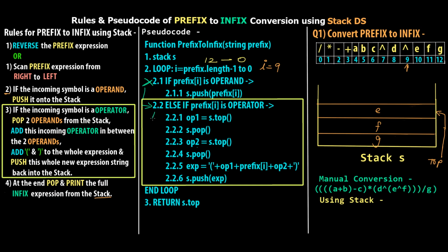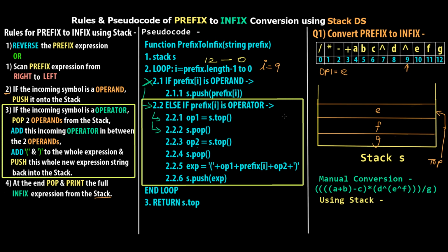Step number 1 inside 2.2 is 2.2.1, which says op1 is equal to s dot top. So we will create op1, which is going to be equal to s dot top. What is currently at the top of the stack? It is E. So let me write E over here. Okay. Then we go at step number 2.2.2. We say s dot pop.